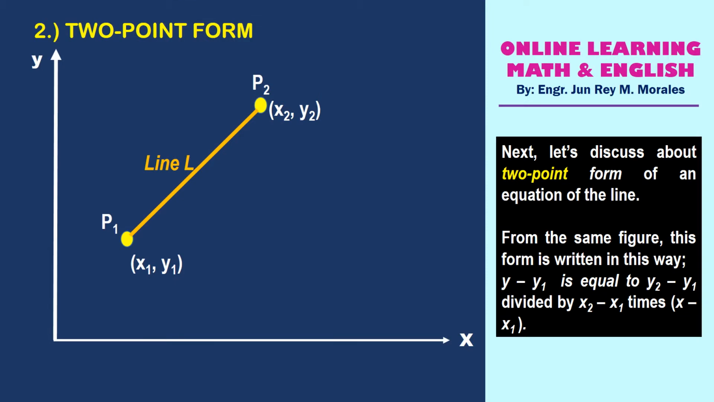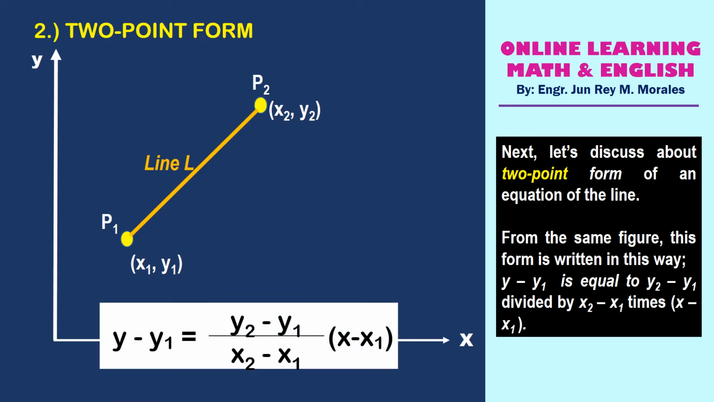Next, let's discuss the 2-point form of an equation of the line. From the same figure, this form is written in this way. y minus y sub 1 is equal to y sub 2 minus y sub 1 divided by x sub 2 minus x sub 1 times x minus x sub 1.